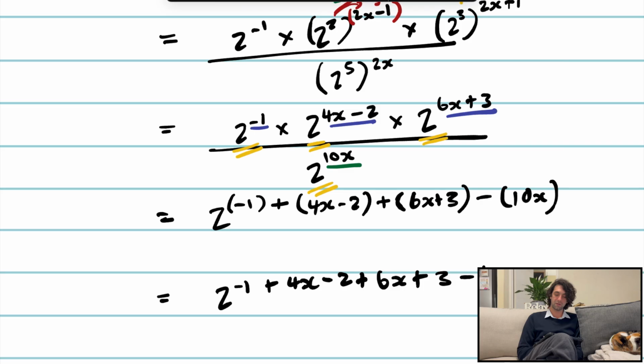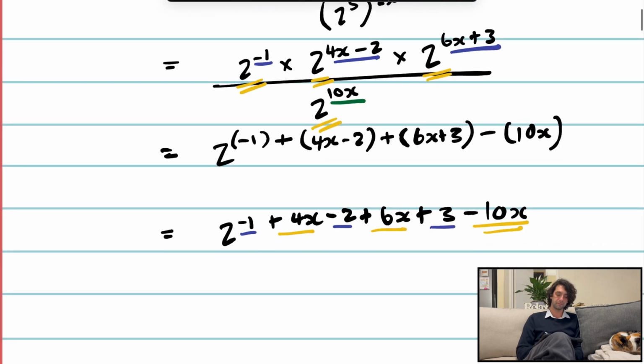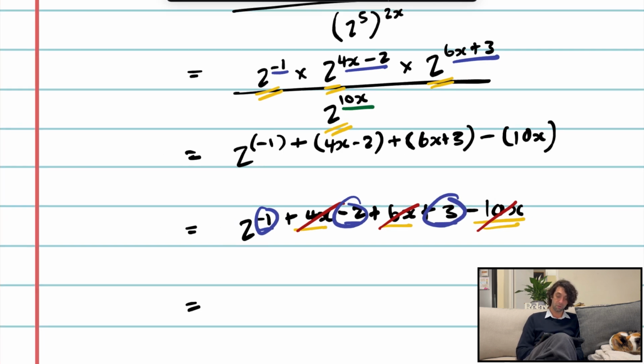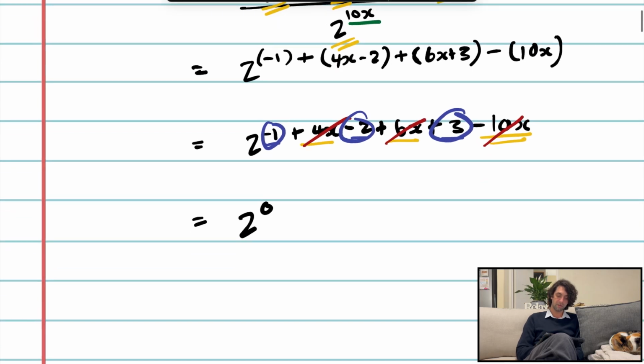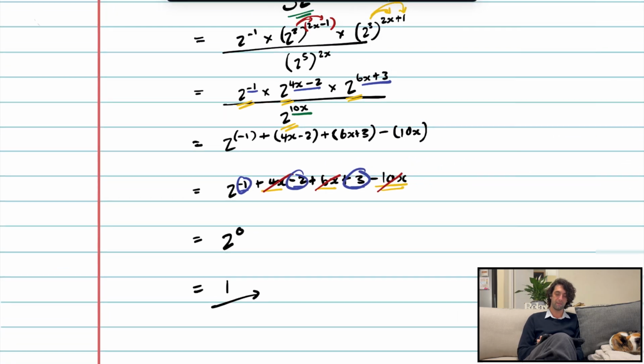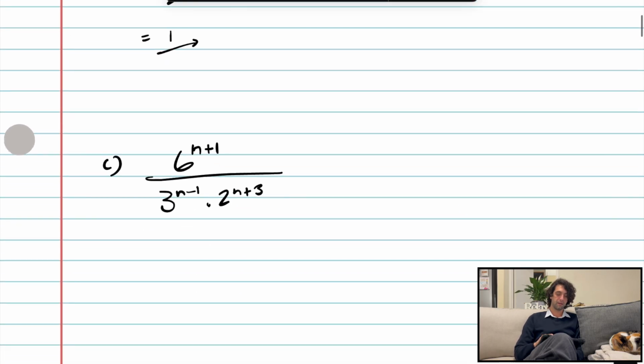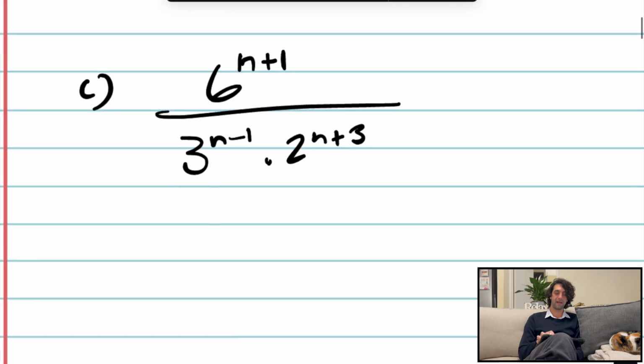I'm going to quickly look for my like terms. I have a negative 1, a negative 2, and a 3. I have a 4x, a 6x, and a negative 10x. And notice how all the x's are now going to cancel out. So 4x plus 6x is 10x, which cancels with the negative 10x. Then I have this negative 1 and a negative 2, which is negative 3, plus a positive 3, which gives me 0. So I have 2 to the power of 0, and anything to the power of 0 is equal to 1. All right, beautiful. Let's have a look at the next one.